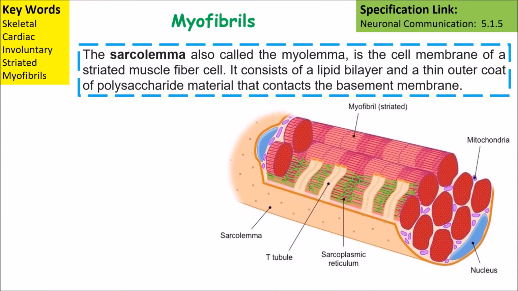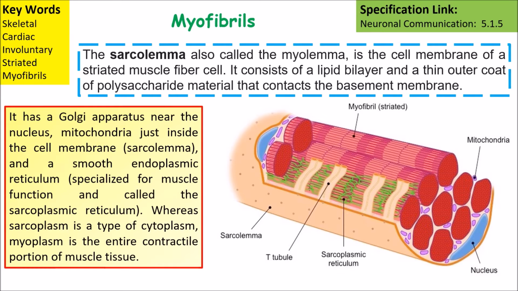So if we look at the individual pieces that make up microfibers or muscle fibers, we start off with the sarcolemma, also called the myolemma. It is the cell membrane of a striated muscle fiber. It consists of a lipid bilayer and a thin outer coating of polysaccharide material that contains a basement membrane. It has Golgi apparatus near the nucleus, mitochondria inside the cell membranes, and smooth endoplasmic reticulum.